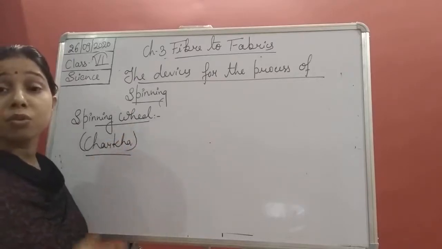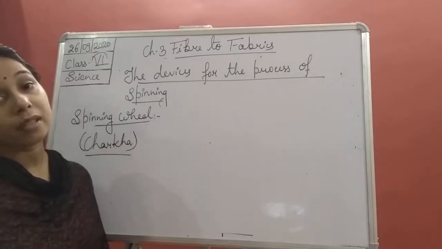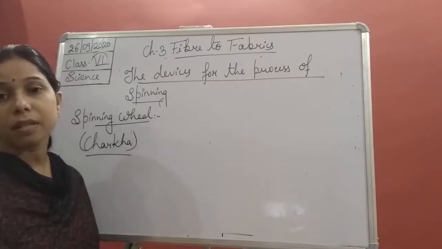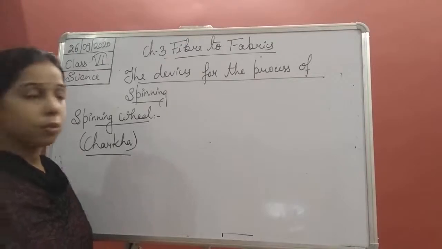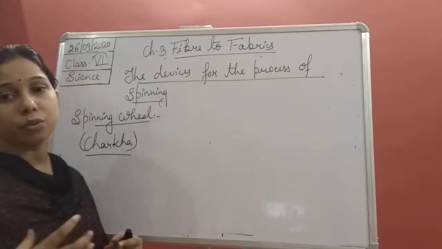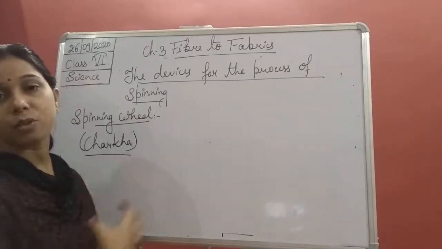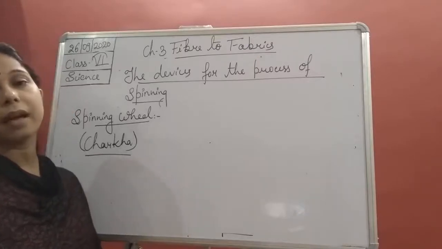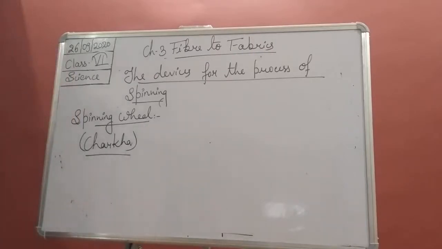He used to encourage the people that instead of using their product, if we use our product, ultimately we will make them lose their confidence. So better we should use the spinning wheel, the charkha, and try to convert the fiber to yarn, and with the help of that only, students, we can make the fabric. So what is the spinning wheel?